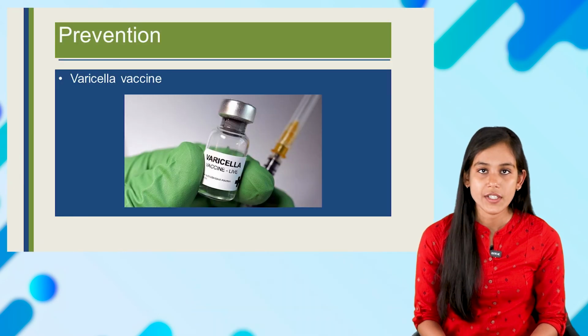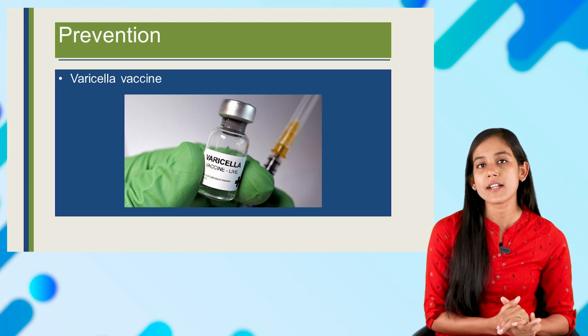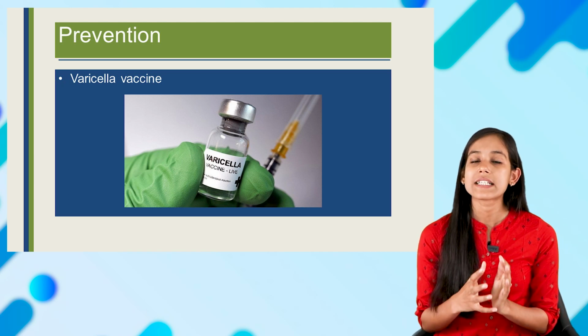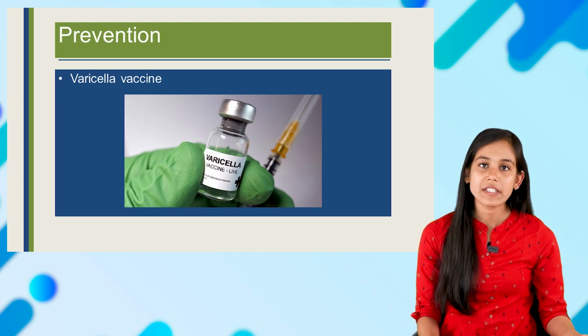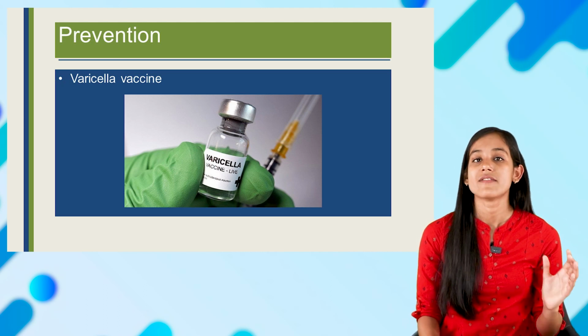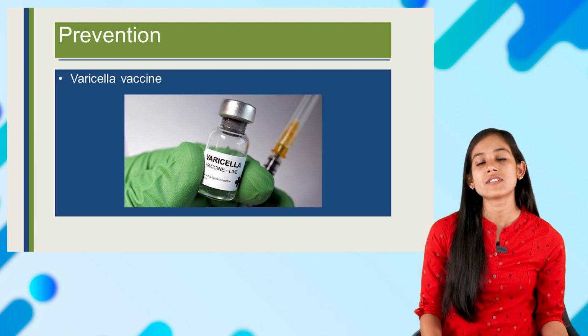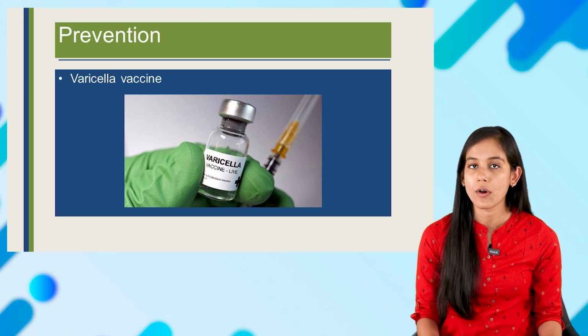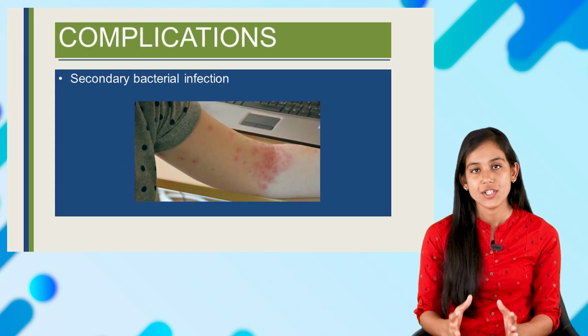Next is prevention. So how can we prevent this disease? Now, at the starting itself, we mentioned that it is a vaccine preventable disease, right? So we have got a vaccine to prevent this disease, that is the varicella vaccine. So this vaccine is given to children to prevent the occurrence of chickenpox. Next, moving on to the complications of chickenpox.